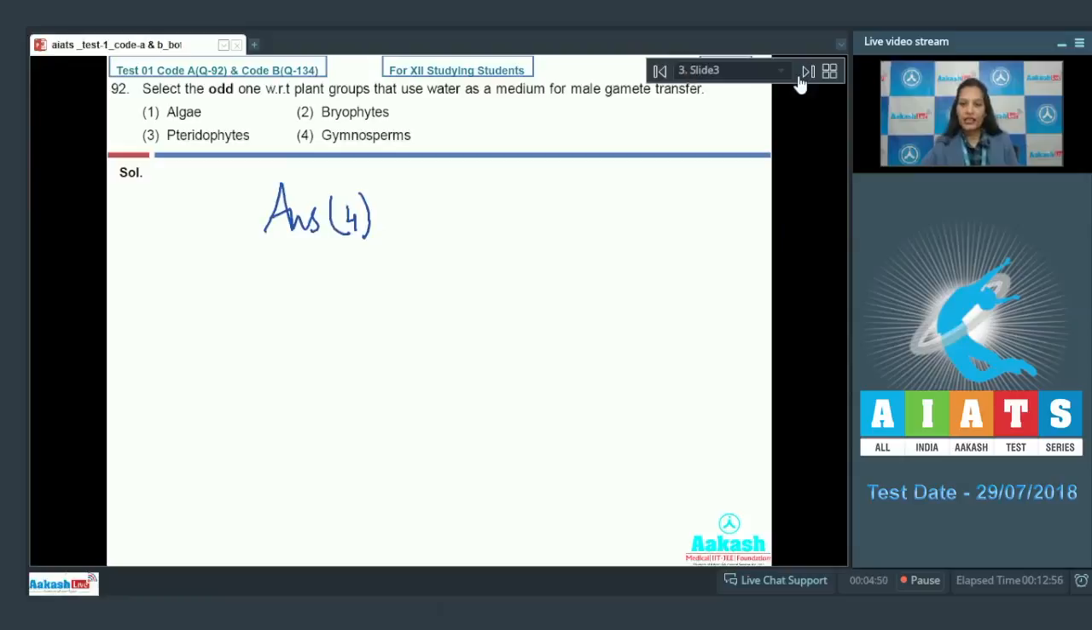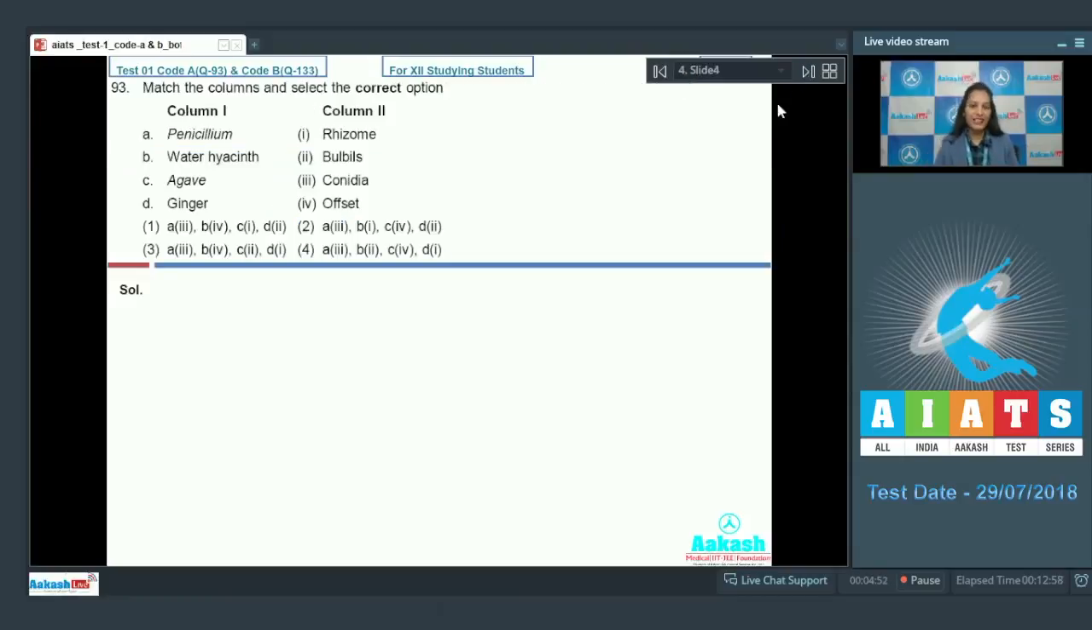Let's move on to the next question. That is question number 93. Match the columns and select the correct option. In column 1, the name of the organisms are given, and in column 2, the reproductive structures of those organisms are given. You need to match the column 1 with the column 2.